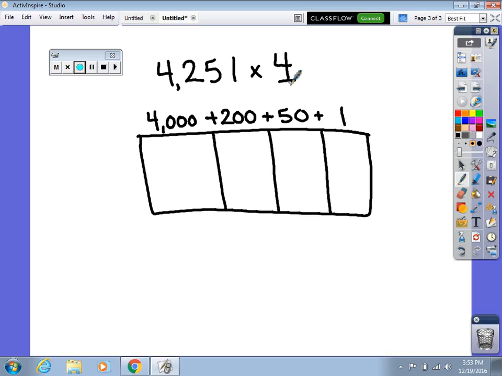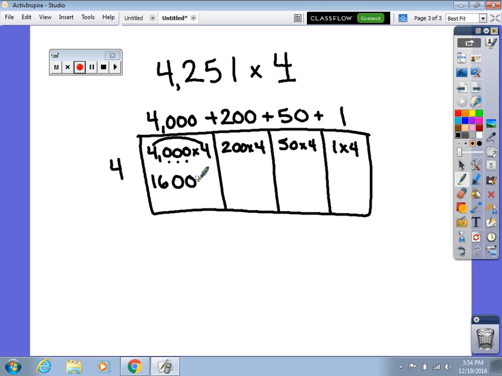And then I have 4, so I'm going to bring that along the left-hand edge. So in this box, I bring down 4,000 times 4. In this box, 200 times 4, 50 times 4, and 1 times 4. Okay. 4 times 4 is 16, and then I have 3 zeros. 1, 2, 3, so I'm going to add 3 zeros for 16,000.